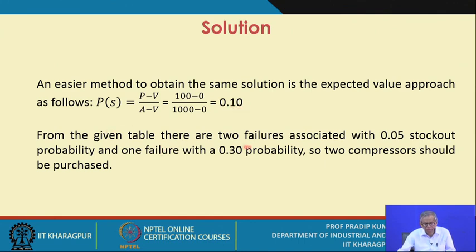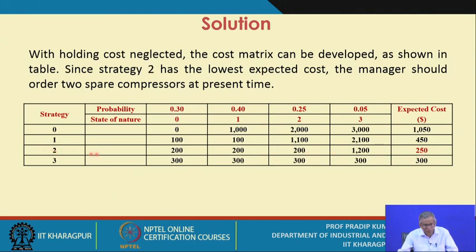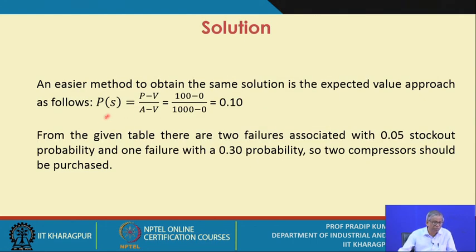From the given table, there are 2 failures associated with 0.05 stock out probability and 1 failure with 0.3 probability. So, 2 compressors should be purchased. Okay. So, already we have mentioned that the solution is 2 out of this cost matrix, but an easier solution approach is, why don't you get the value of the optimal stock out probability and refer to the probability distribution table in empirical form and you get the solution.